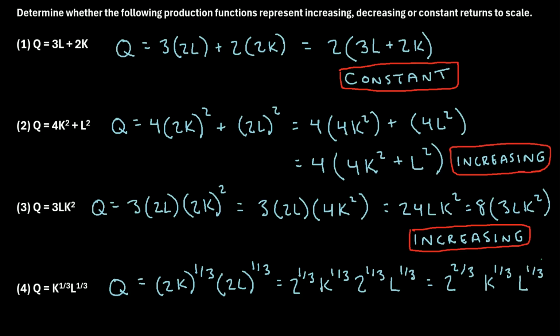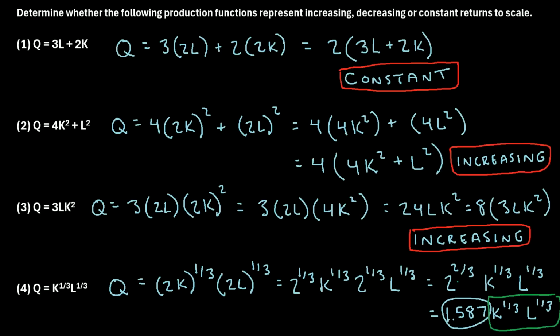Now notice what we have here. This is our original production function, K to the 1/3 times L to the 1/3. And our coefficient is 2 to the 2/3. So if you punch in 2 to the 2/3 into a calculator, that comes out to about 1.587. So 1.587 times K to the 1/3 times L to the 1/3. So this time, when we doubled our inputs for both capital and labor, we ended up with 1.587 times our original quantity.